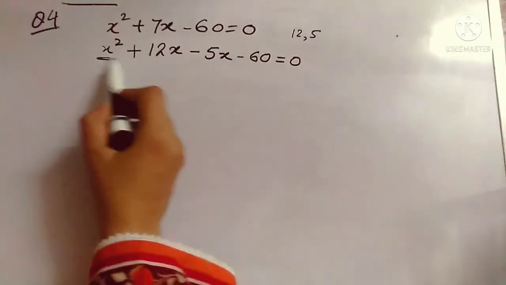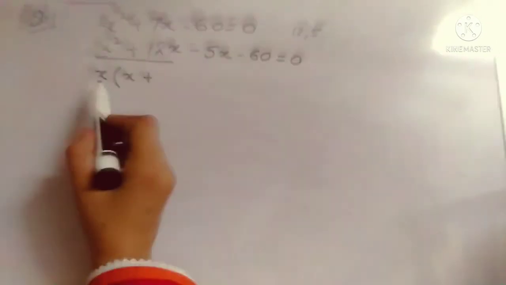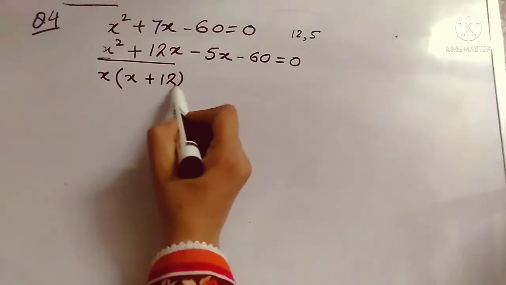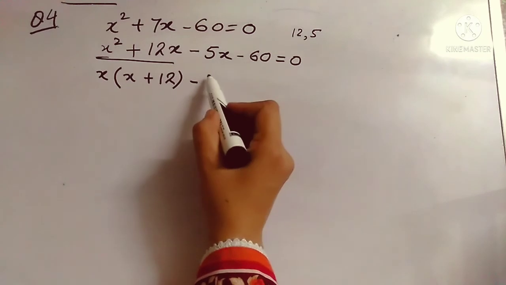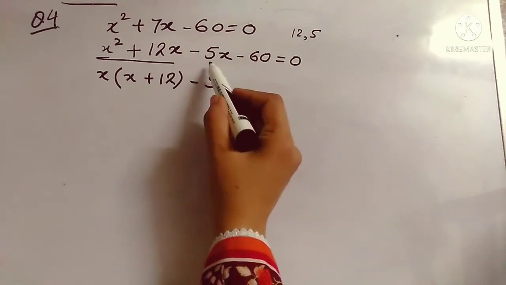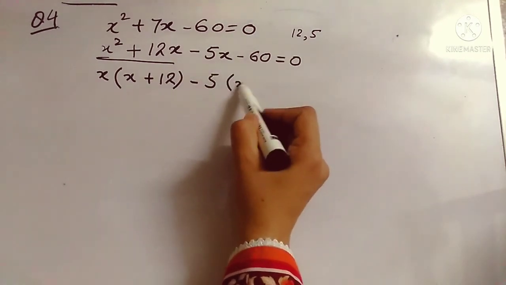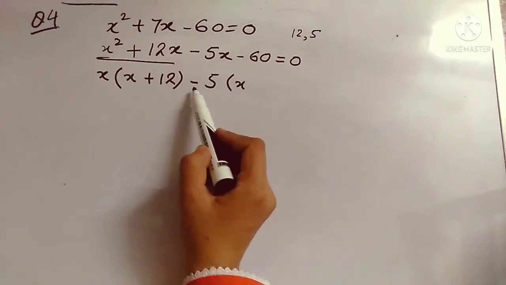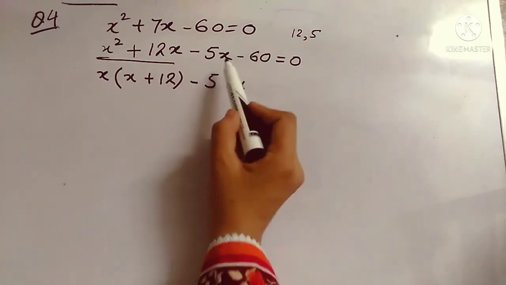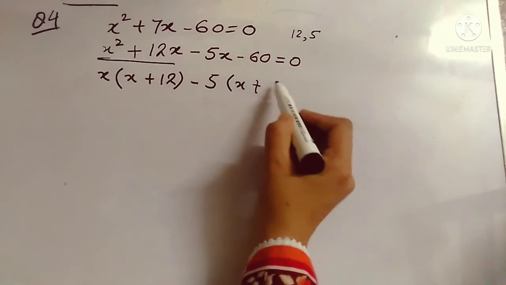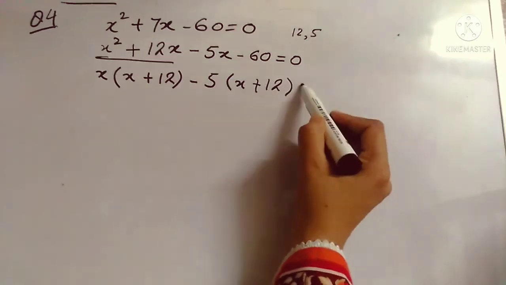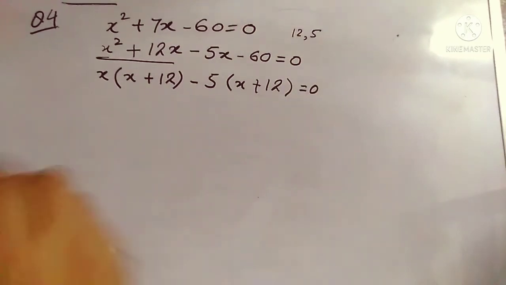Alright, now what can you take common from the first two terms? As you can see, x is present in both terms, so you can take x common. This is x square, so 1x is left over here. And this is 12x, x you have taken common, so 12 is left over here. Minus, you can take 5 common because 60 is divisible by 5 and 5 is also divisible by 5. So x, as we are taking minus common, the sign inside the bracket will be changed. So now this sign will become plus. And 5 1s are 5, 5 12s are 60, is equal to 0.